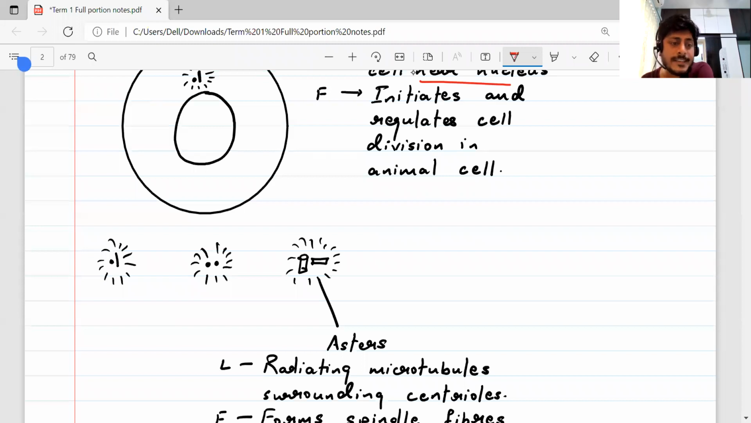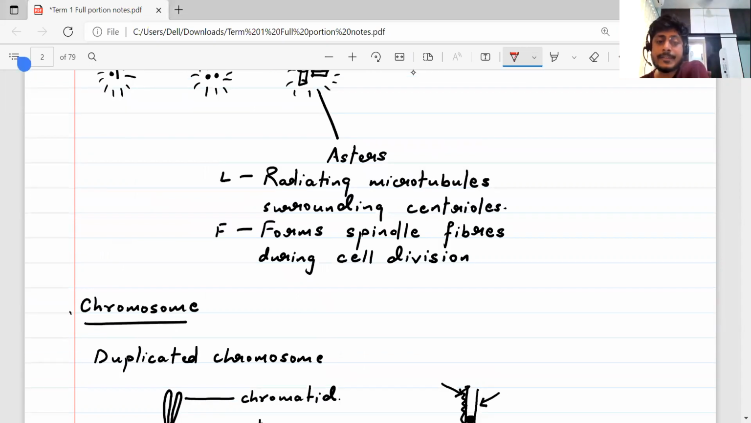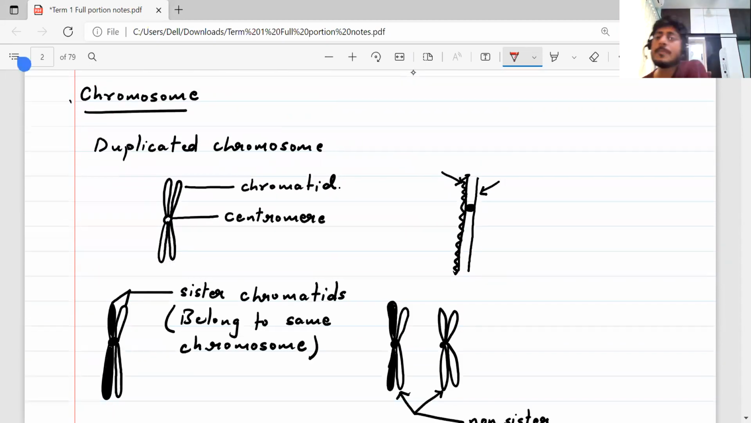You can see, as we had discussed, a dot and a line, or two dots, two cylinders basically, and then asters forming spindle fibers during cell division. If they speak about a protein, you may see something called tubulin that would be associated with it. Then we had drawn a duplicated chromosome, and we remembered that it would look like a ladder.